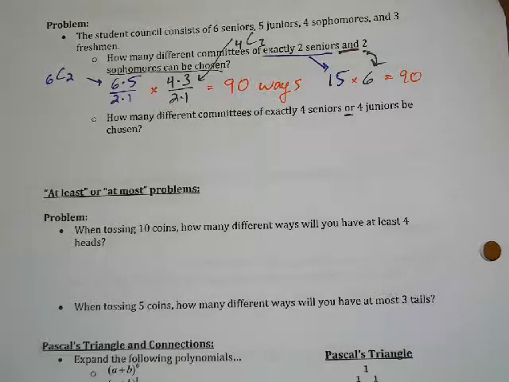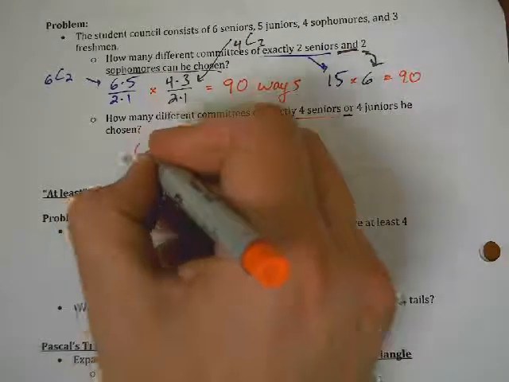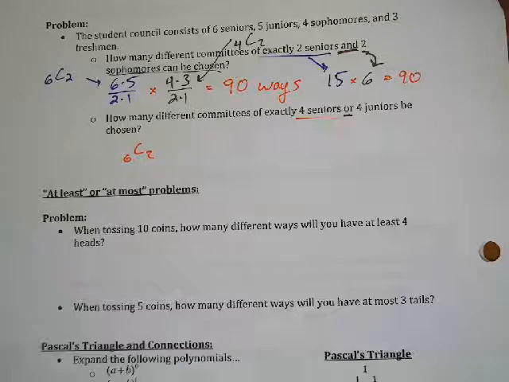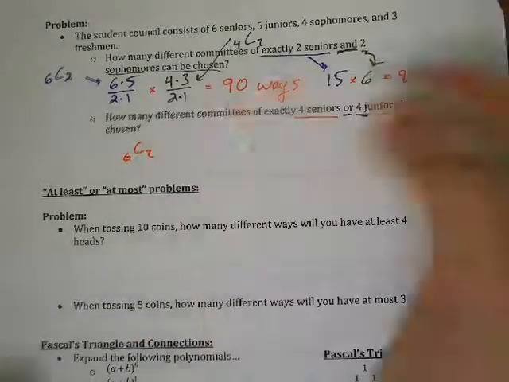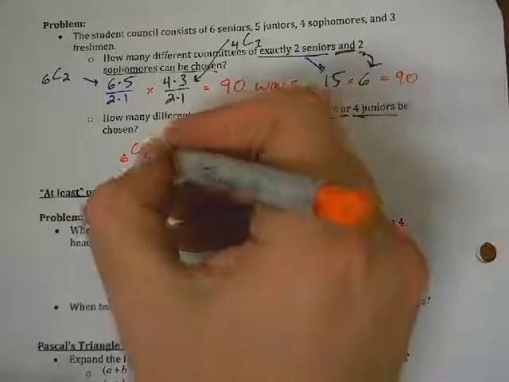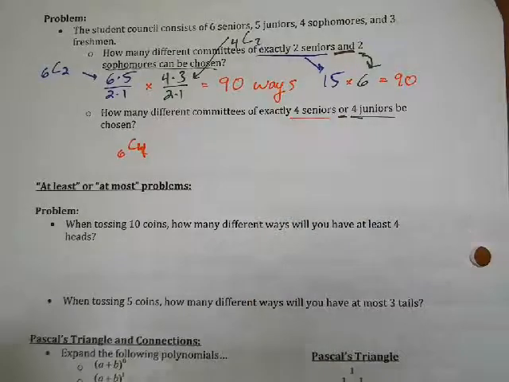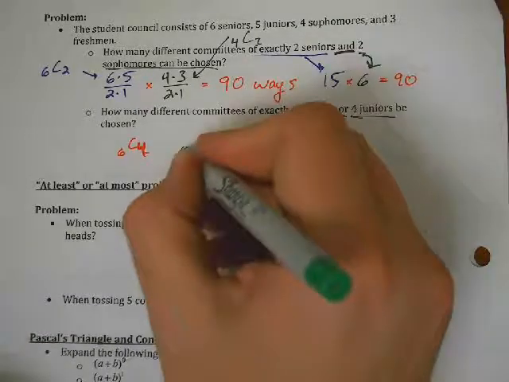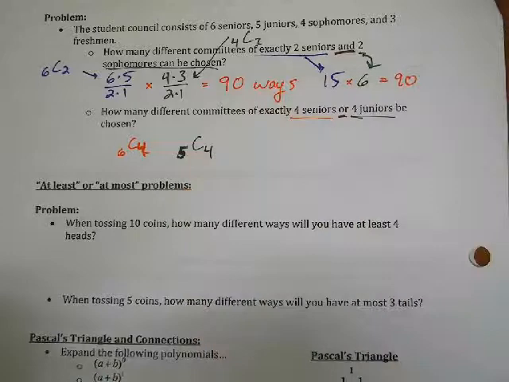So if we want to do this one, we're going to solve 2 separate problems. 4 seniors is going to be 6C4. We already did 6C2, sorry, mistake. Hopefully you guys caught that. So we're choosing 4 seniors, and then juniors would be 5C4. There are 5 juniors, we're choosing 4 of them.